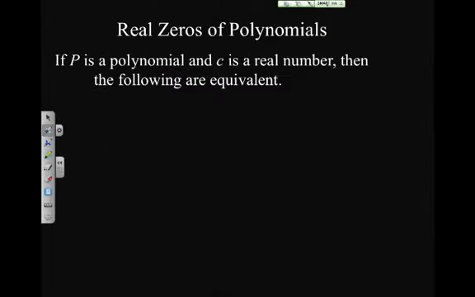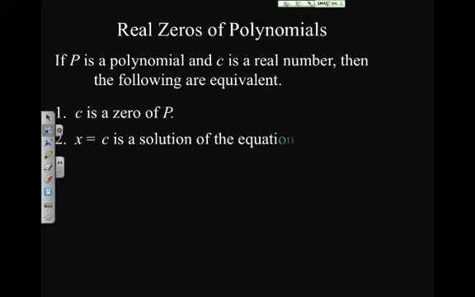Now when we talk about polynomials, many times they have real zeros. And a real zero of a polynomial is defined like this, or stated like this. If p is a polynomial and c is any real number, then the following statements are all equivalent. So saying any of these things is really saying the same thing. First of all, you could say that c is a zero of p. So if we call something a zero, that's one way of saying it. Next, we could say that x equals c is a solution to the equation p of x equals 0. So we can sometimes call them solutions.